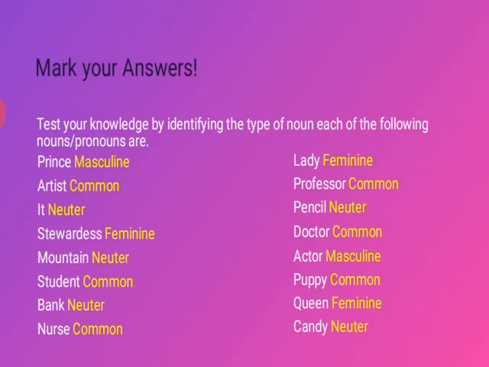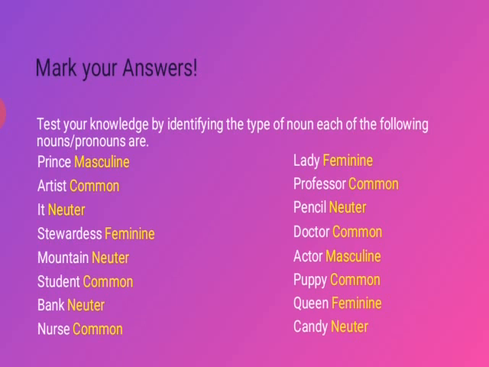Student, common noun. Bank is lifeless, so neuter gender. Nurse. Yes, nurse is common gender. Actually, most people around the world use the term nurse to address both male and female nurses, so it's common gender. Lady is feminine gender.